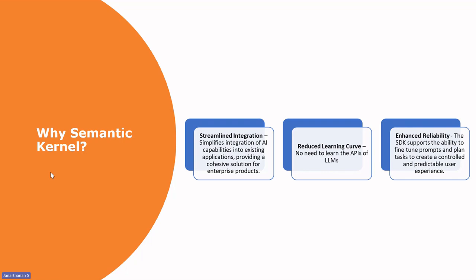So with the help of the semantic kernel, the learning curve has been reduced. No need to learn the entire API of various LLMs. So with the help of semantic kernel is sufficient enough to make your agentic AI application or a framework with respect to your Azure AI services that is possible. And the last important reason why are we using the semantic kernel is semantic kernel has an enhanced reliability. When I say enhanced reliability, it has the .NET SDK framework where it has the ability to fine tune your prompts as well as the task can be created accordingly to predict the user experiences in an engaging manner. So these three are the important capabilities of your semantic kernel with respect to your .NET SDK framework.